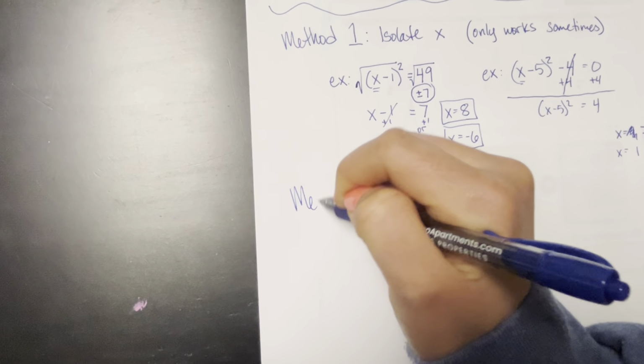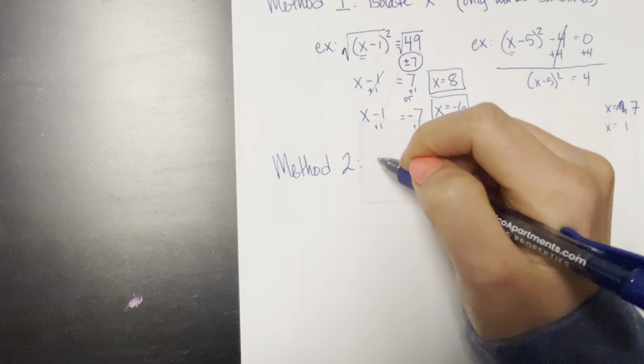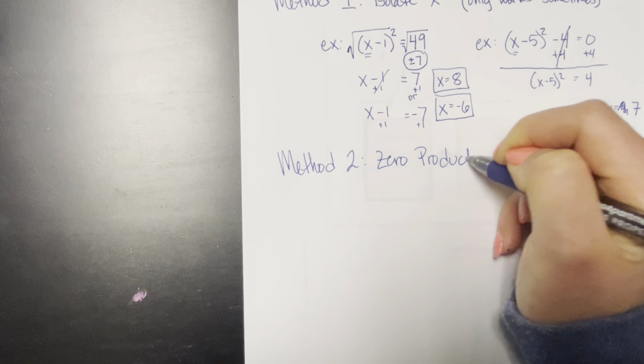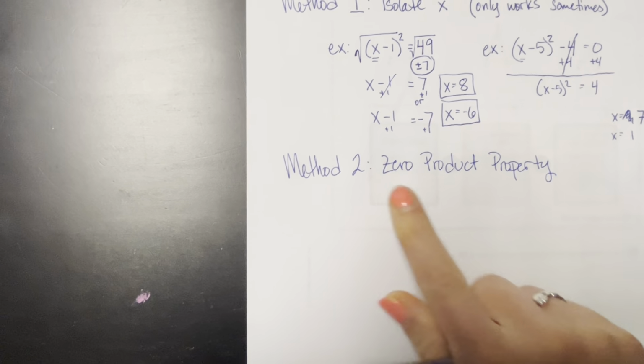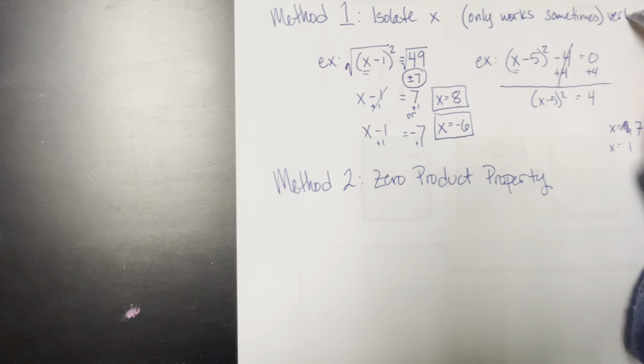Now, method 2 is called zero product property. And this, I think I'm going to focus on this right now. There are 3 methods, but zero product property only works sometimes. We're going to call this like vertex form especially.